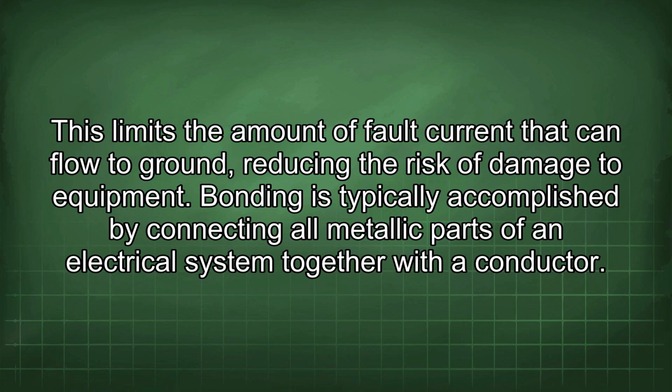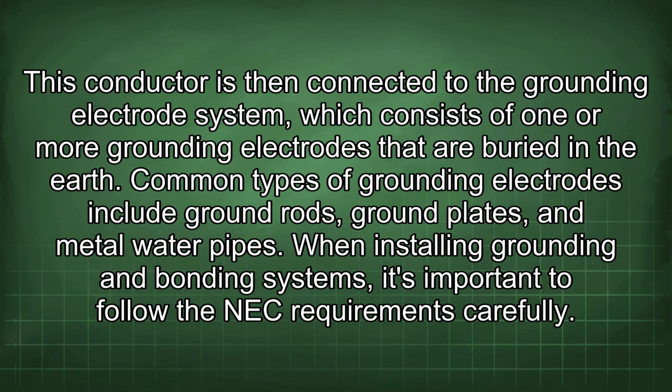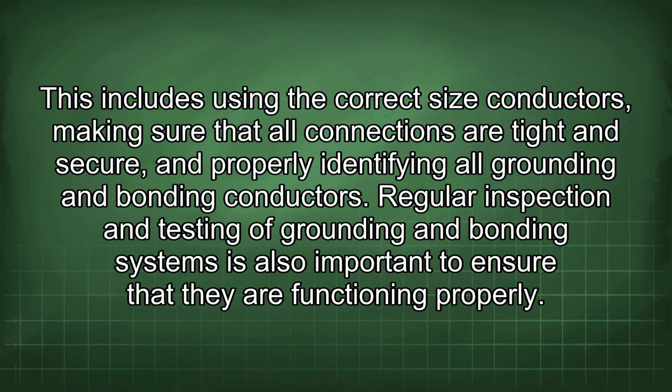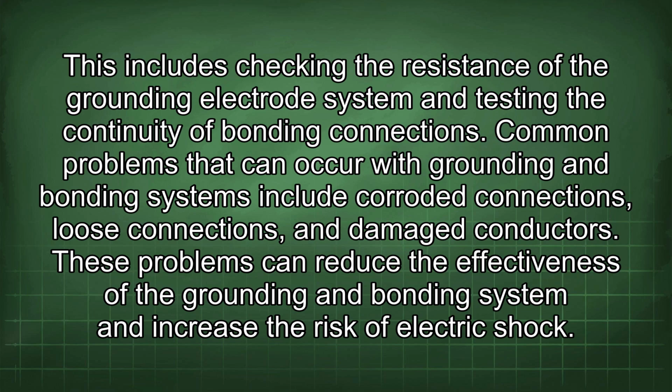Bonding is typically accomplished by connecting all metallic parts of an electrical system together with a conductor. This conductor is then connected to the grounding electrode system, which consists of one or more grounding electrodes that are buried in the earth. Common types of grounding electrodes include ground rods, ground plates, and metal water pipes. When installing grounding and bonding systems, it's important to follow the NEC requirements carefully. This includes using the correct size conductors, making sure that all connections are tight and secure, and properly identifying all grounding and bonding conductors. Regular inspection and testing of grounding and bonding systems is also important to ensure that they are functioning properly. This includes checking the resistance of the grounding electrode system and testing the continuity of bonding connections.